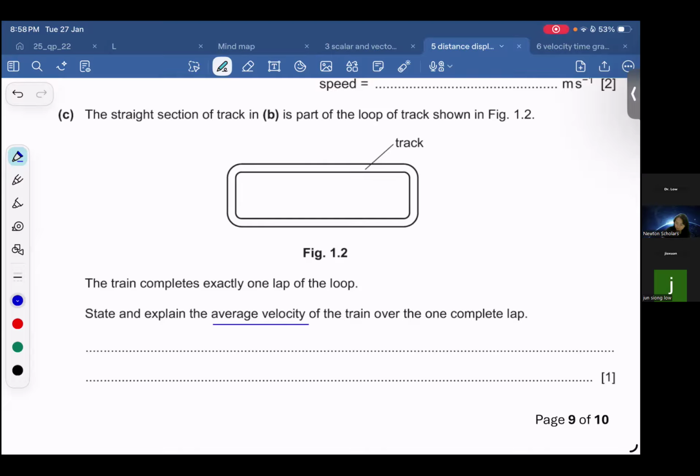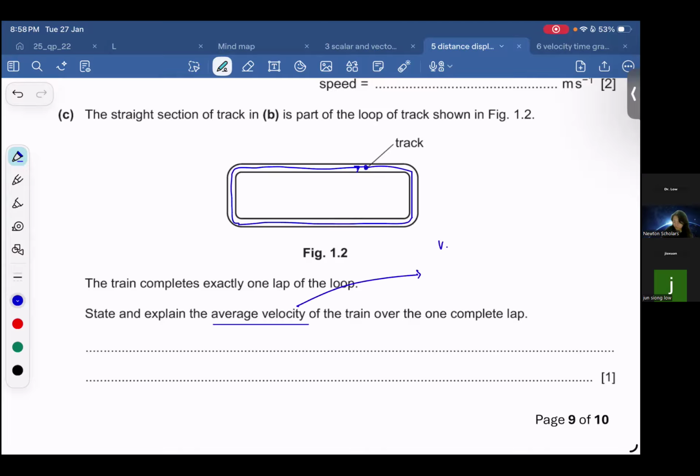One complete lap. So for example, I start from here, I move, then I continue moving, then I continue moving, then I continue moving. Okay, tell me, what is your average velocity? Zhenxiong, yes. You get the point. Yes, correct. Jiaxuan, what is your average velocity?